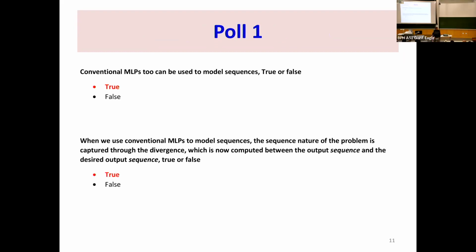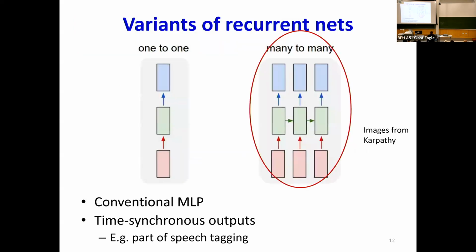So you can actually use conventional MLPs to model sequences, provided you capture the sequentiality through the loss. But when you break the loss down as being the sum of the losses at individual times, this assumption kind of breaks down, right? Now, let's look at the second type of model, where you have what I'm calling time synchronicity. At each time, for each input, there is a corresponding output. There's a one-to-one correspondence between the output and the input.